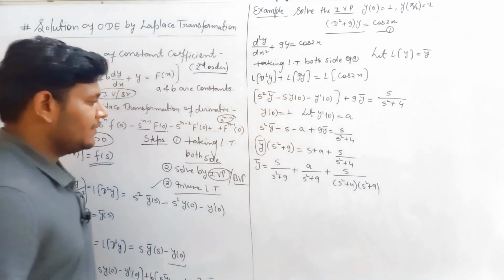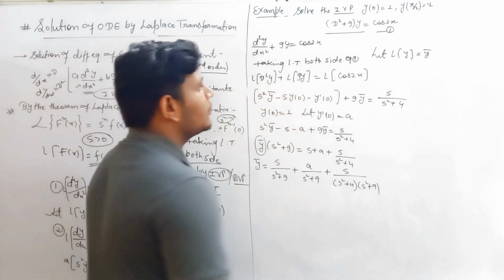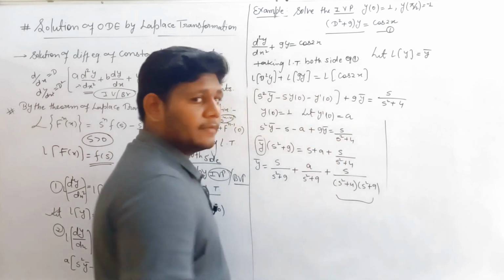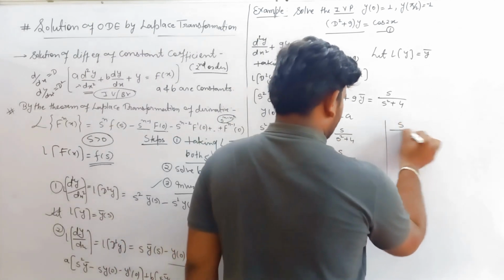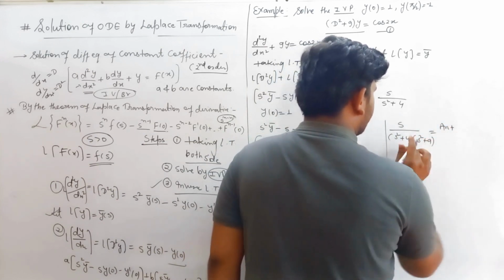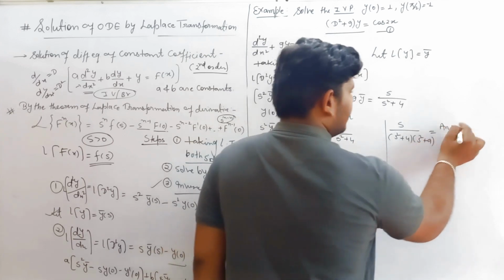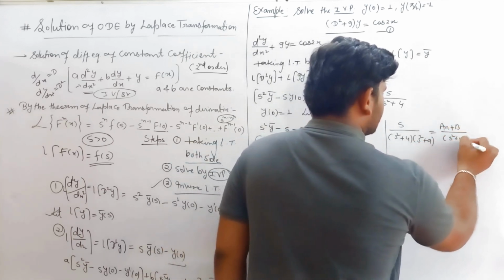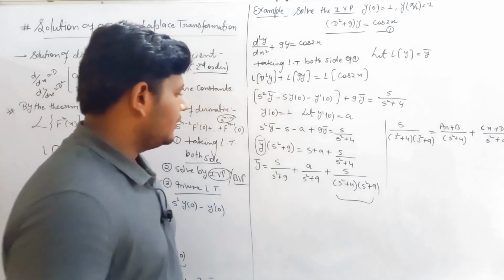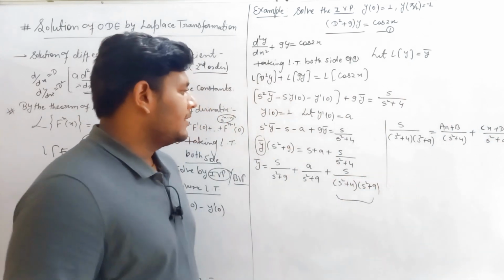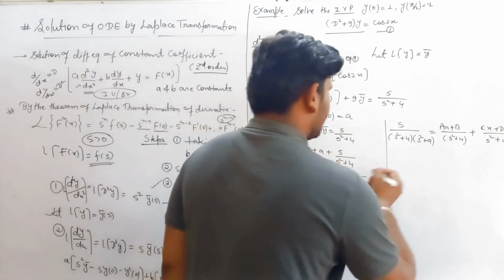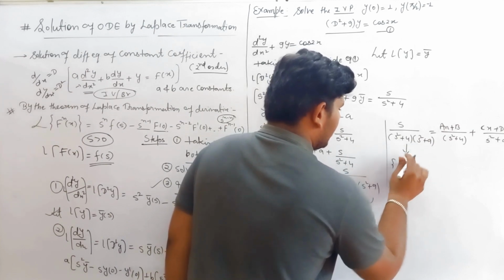Before taking the inverse Laplace transform, we have to solve the partial fraction. How can we solve this partial fraction? s upon s square plus 4 times s square plus 9 is nothing but ax plus b upon s square plus 4 plus cx plus d upon s square plus 9, since we have second degree s square terms here. We can easily solve this by the ordinary method, but I am not talking about that. I will tell a trick here. So what will be the trick? First, take common s from here.